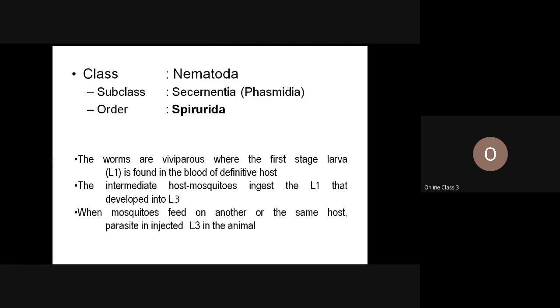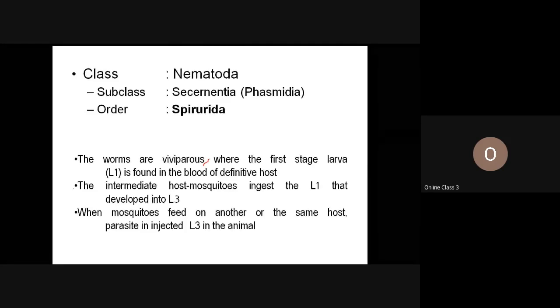So here in the Spirurida order, of course filarial worms are very important, but apart from that, there are certain parasites which are important in animal health. Here the characteristic is that they are not laying eggs, but rather they are giving birth to a larva. The L1 is found many times in the blood vascular system, so the larva L1 are freely swimming in the blood vascular system.